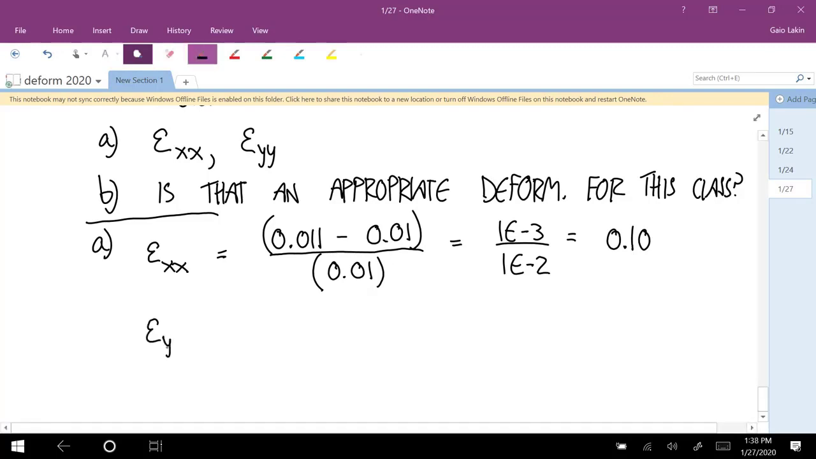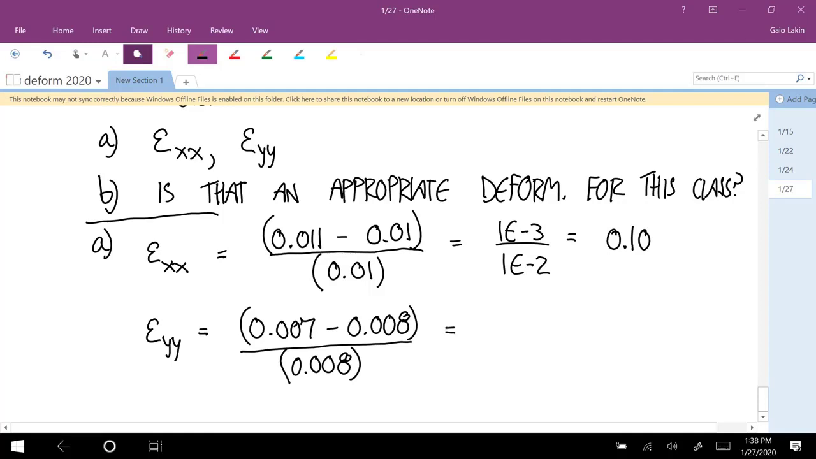Okay, so EYY is equal to 0.007 minus 0.008 divided by 0.008, and you get negative 1 times 10 to the minus third divided by 0.008. So you get a value of negative 0.125.